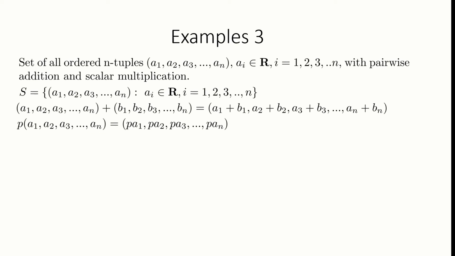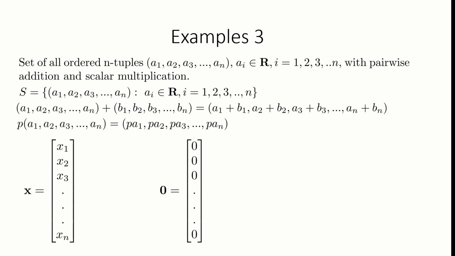Here the set S consists of ordered n-tuples of real numbers. The addition and the multiplication are defined the same way as in the case of the ordered pair example. These are pairwise addition and scalar multiplication. All the properties of vector space can be verified on the same lines as we had done in the ordered pair example. Any vector in this vector space can also be written as a column vector. The identity vector is the ordered n-tuple having all zeros or a column vector with n zeros. The inverse of X is the vector whose entries have the inverted signs.